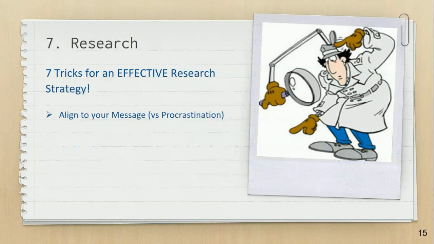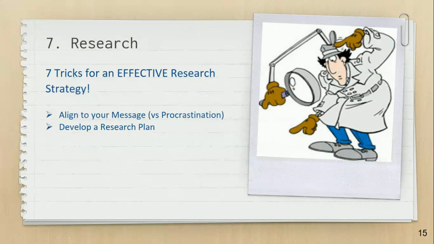So align to your message. If you find yourself researching and you take a moment and go, hold on, why am I researching this? Be really clear. Am I researching it because it is something that's going to provide value that takes me towards my message? Or am I researching it because I got distracted? That's your key to research. That is your number 1 trick for effective research strategy.